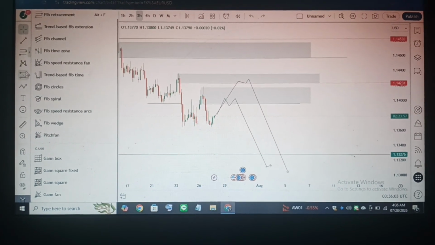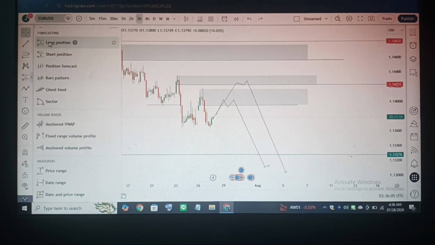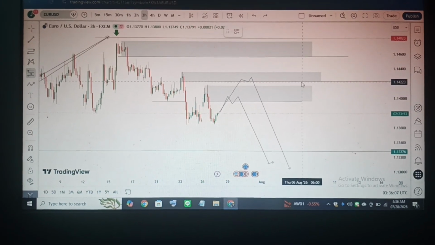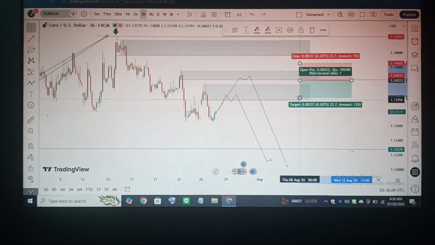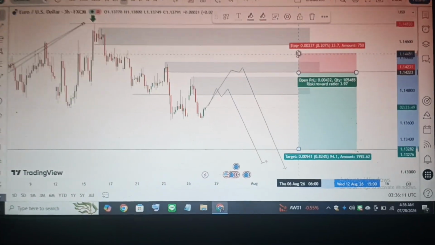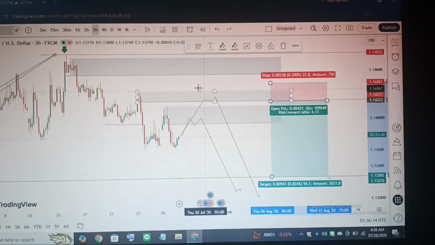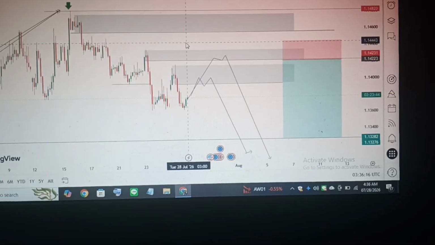Hold on. I think we take our sell from this level and expect the market to drop, so we should be looking at this level. I think that's all for now. Peace out. Thank you very much.